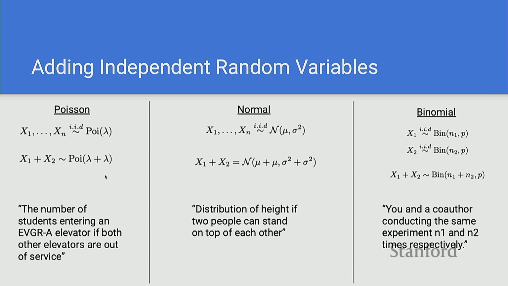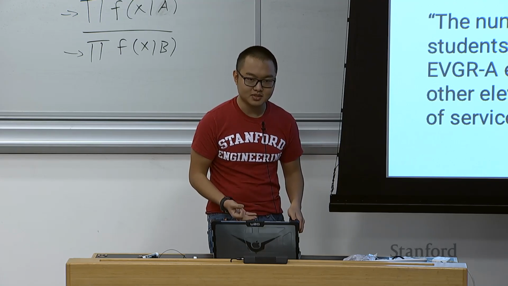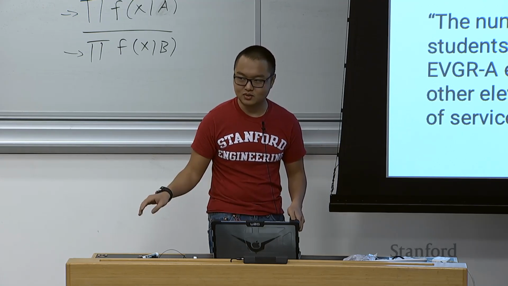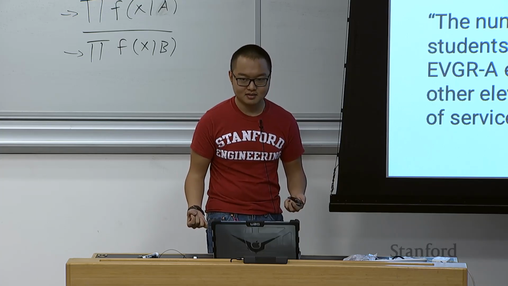One particular example of this is in EVGR A, there are 3 elevators. If both of the other elevators are out of service, the amount of people trying to go into the last remaining elevator will be 3 times lambda, assuming each of the elevators has a Poisson of lambda for students trying to use it.